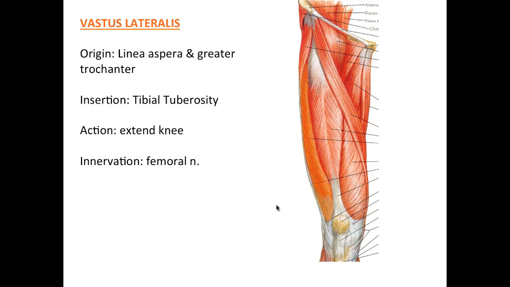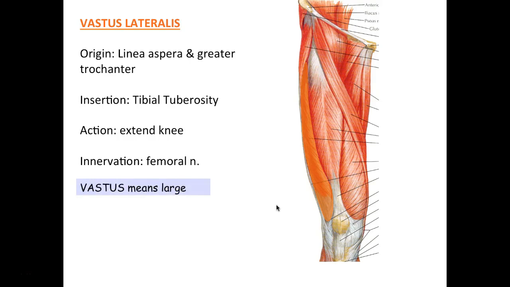Next we have your vastus lateralis, and this is wrapping from posterior to anterior, so it's originating from the linea aspera on your femur as well as the greater trochanter, and then inserting into the tibial tuberosity. And now you're going to see that the rest of these vastus muscles will only extend the leg at the knee. For your exam, I really don't care if you say extend leg or extend knee, as long as you're getting the correct action. And the innervation is femoral nerve.